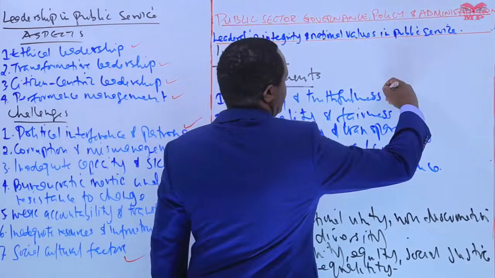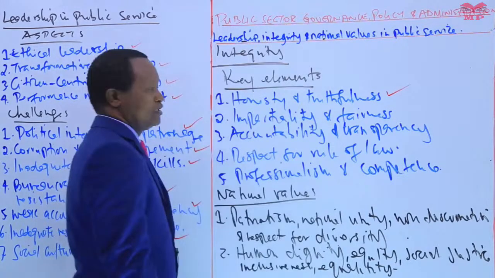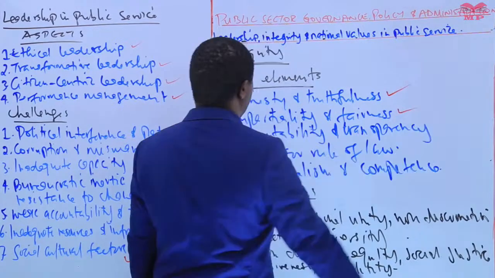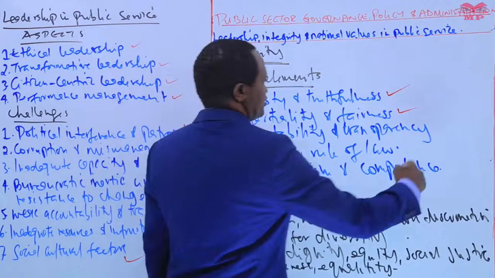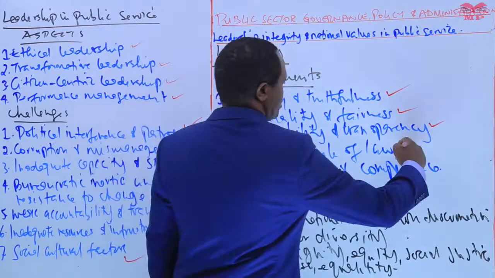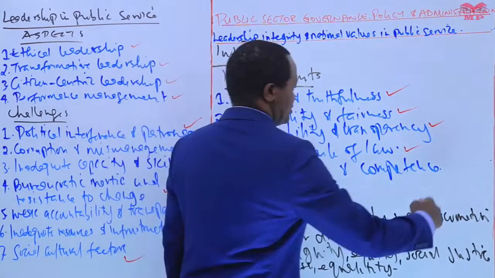We identified five key elements of integrity. One, honesty and truthfulness. The second one is impartiality and fairness. Number 3, accountability and transparency. Number 4, respect for the rule of law. And lastly, professionalism and competence.